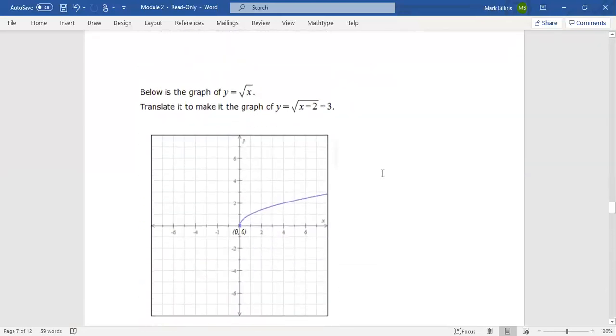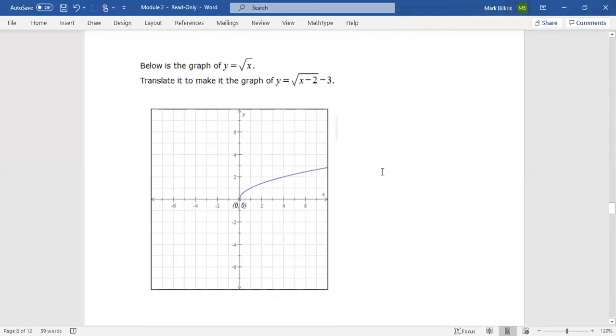So the next example, we're dealing with the square root graph. Our parent function is the square root of x. We're asked to translate the square root of x minus 2 minus 3. So again, we pay attention. What's underneath the radical sign? The minus 2. So that represents a horizontal shift. Remember, if it's a minus, we're going to the right 2 units. And since it's a minus 3, our vertical shift is down 3 units.